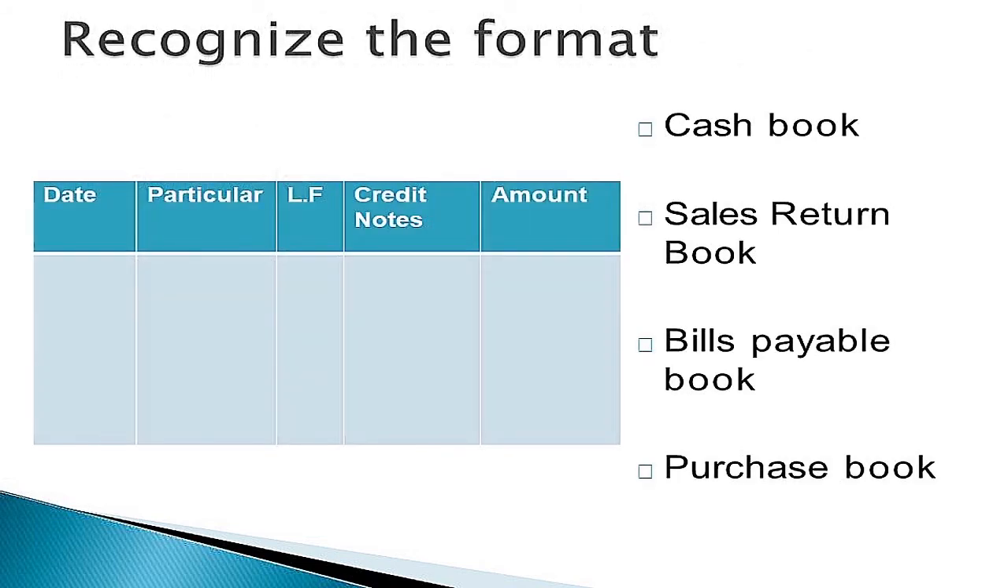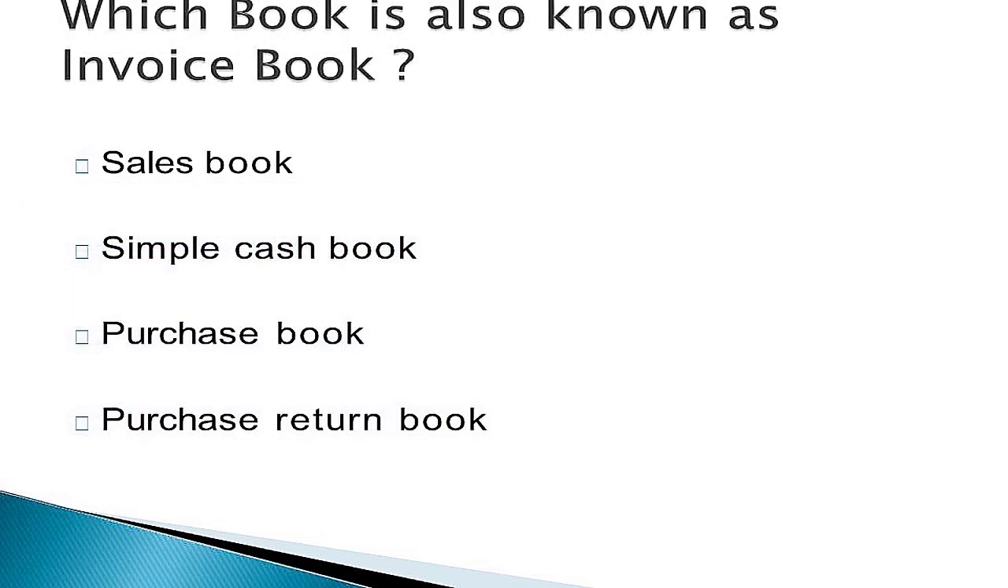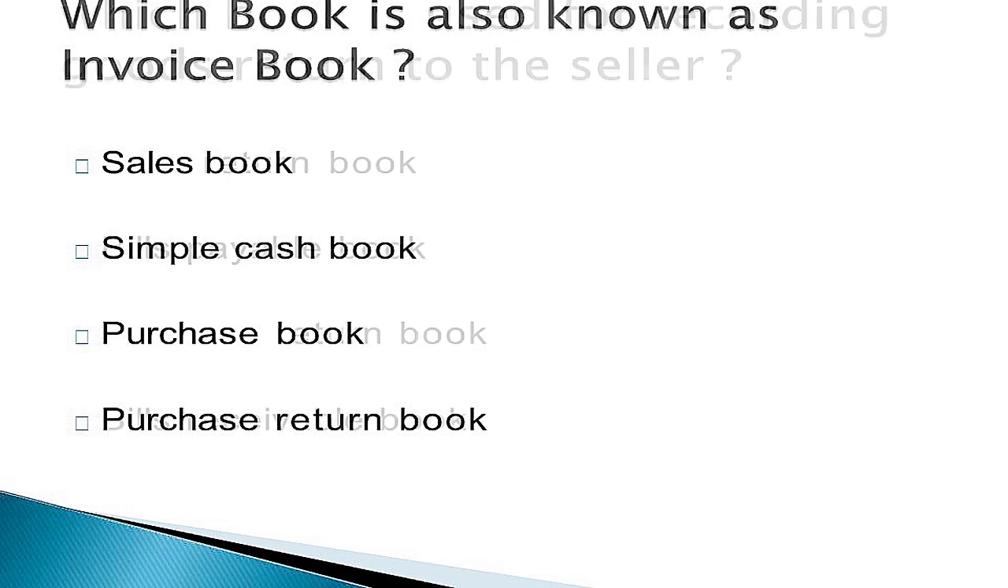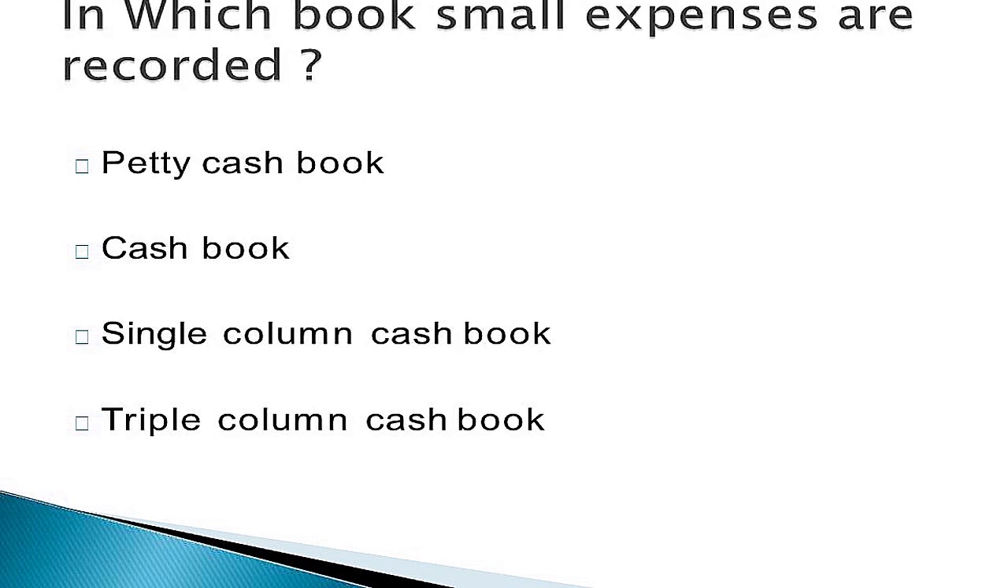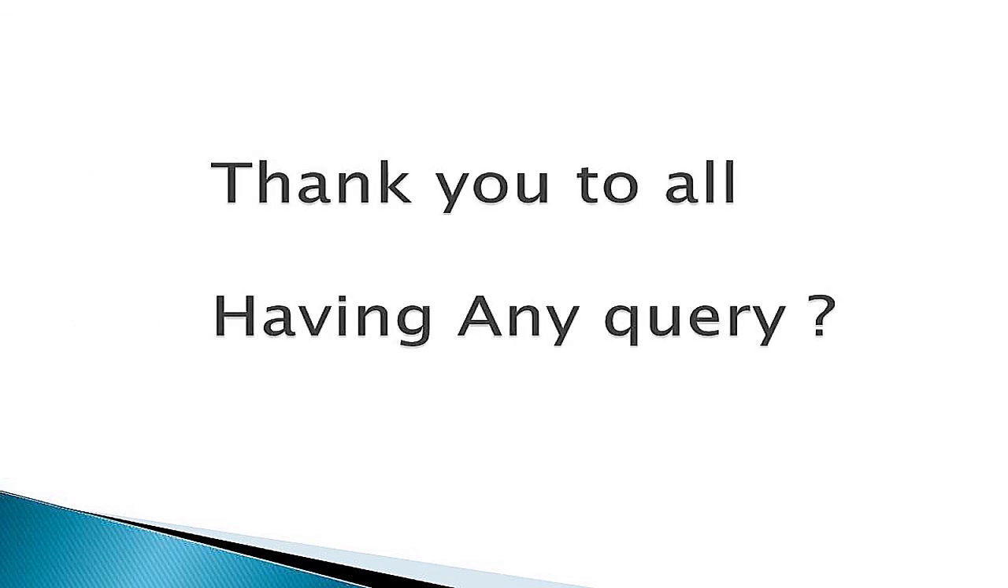Recognize the format. Date, particulars, folio number, credit note is for the sales return book. Which book is also known as the invoice book? The sales book. Which book is used for recording goods returned to the seller who sold the goods? Find that book. In which book are small expenses recorded? The answer is the petty cash book.